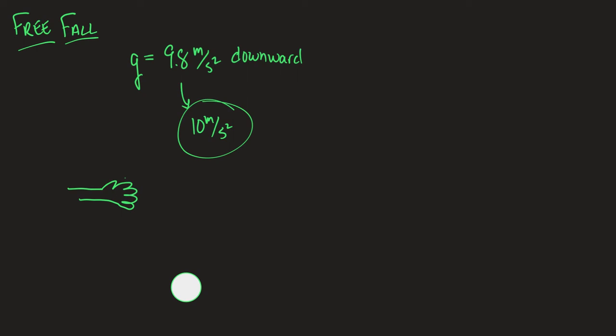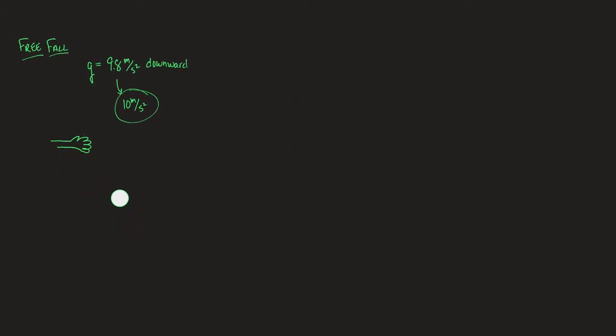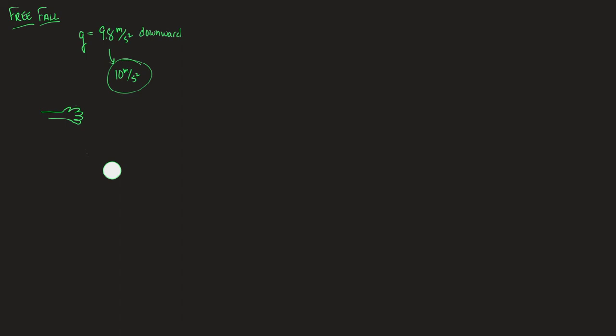Okay, example question number one. You throw a ball straight up into the air at 20 meters per second. How long till it comes back to your hand? This is a deceptively easy question, but students tend to have difficulty with it the first time they hear it. So you throw the ball upwards, 20 meters per second. I'm looking for how long it takes to come back to your hand.